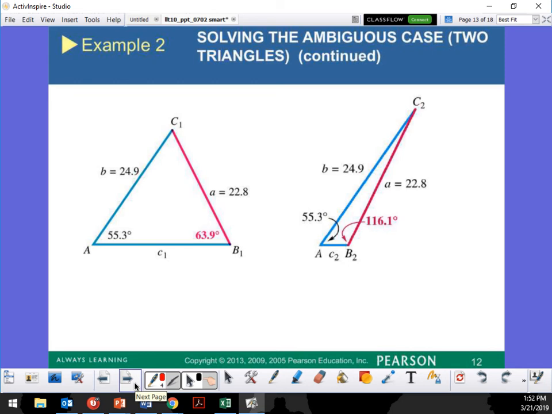Okay, here is an accurate drawing of those two triangles.